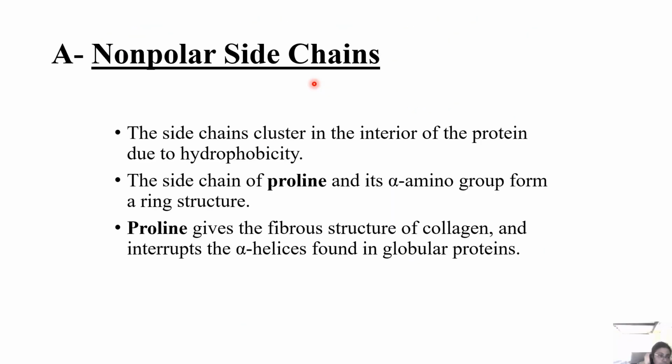Okay, you have the nonpolar side chains. Side chains are clustered in the interior of the protein due to hydrophobicity. The side chain of proline.